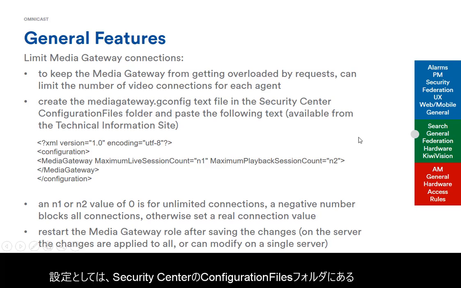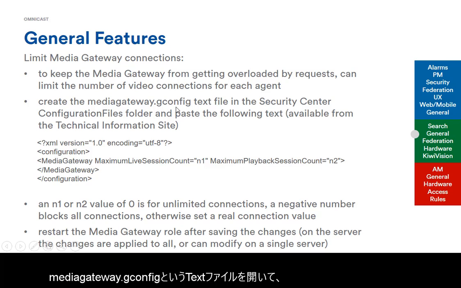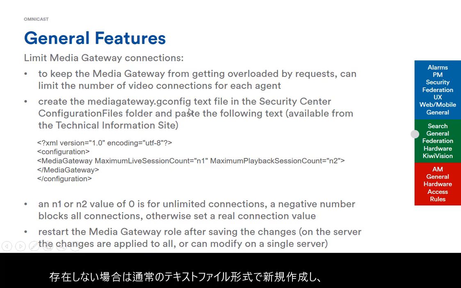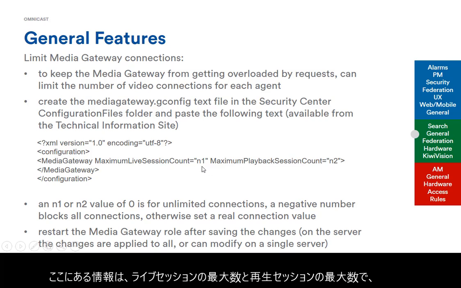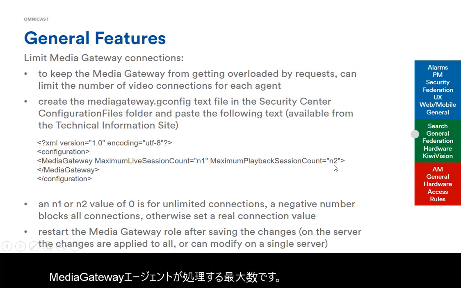What we'll need to do is go into the Security Center configuration files folder and open the mediagateway.gconfig file if it's there. If it's not, you need to create it, just a regular text file, of course. Then this is where we'll need the technical information site, to get this block of text here. This is basically where we limit the number of live sessions and playback sessions that we're allowing to go through the media gateway agents.